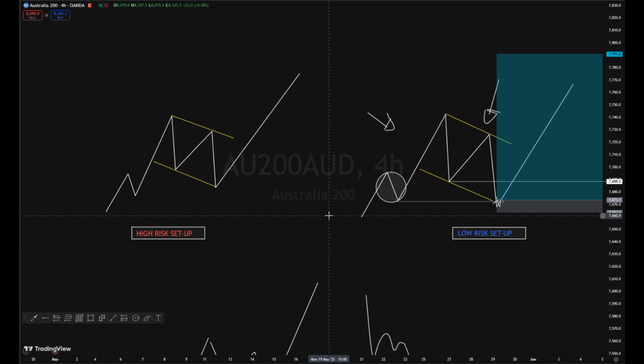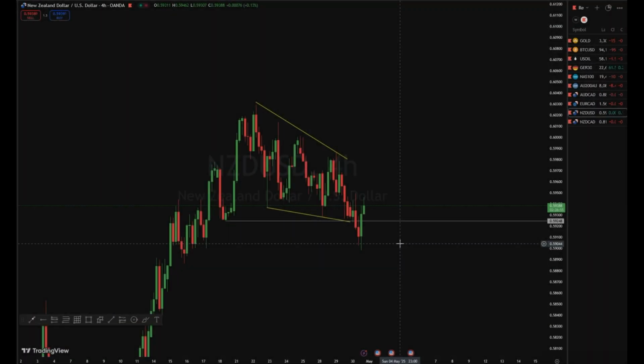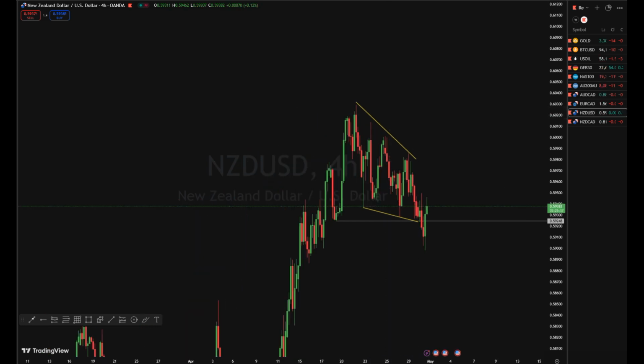I want to do a top-down analysis breaking these two setups, guys, this higher risk setup and our lower risk setup. Okay, what I'm going to do is a top-down analysis on two pairs: AUDUSD and also NZDUSD. Right now let's start with NZDUSD, guys. I'm just going to do naked price action, so I'm just going to reanalyze.